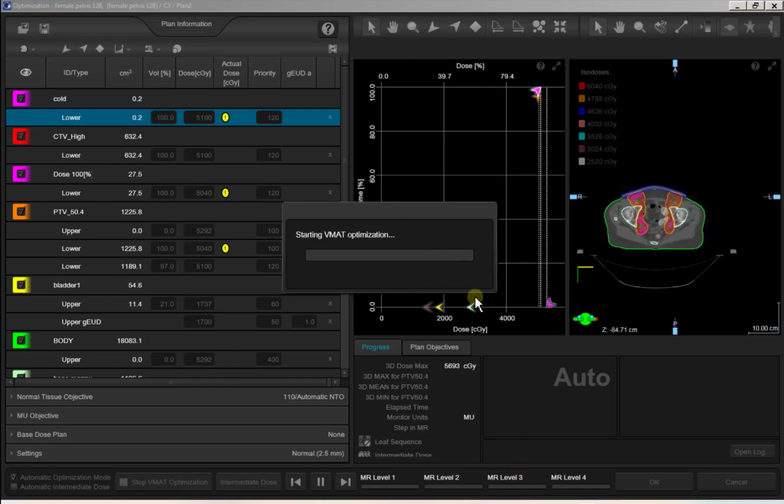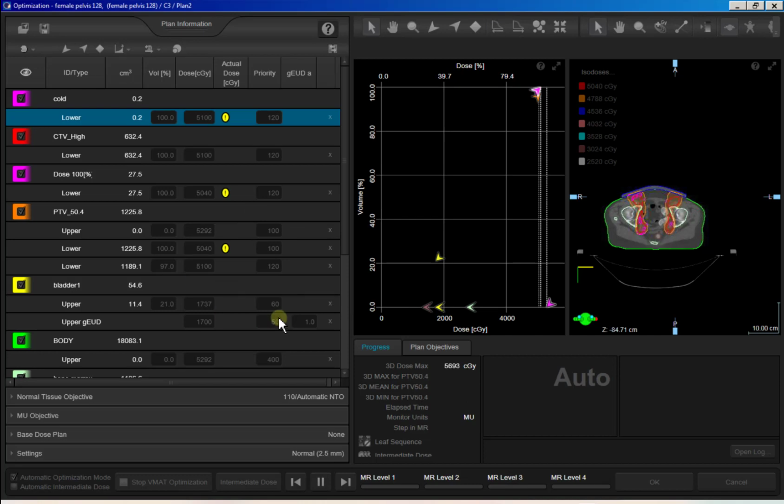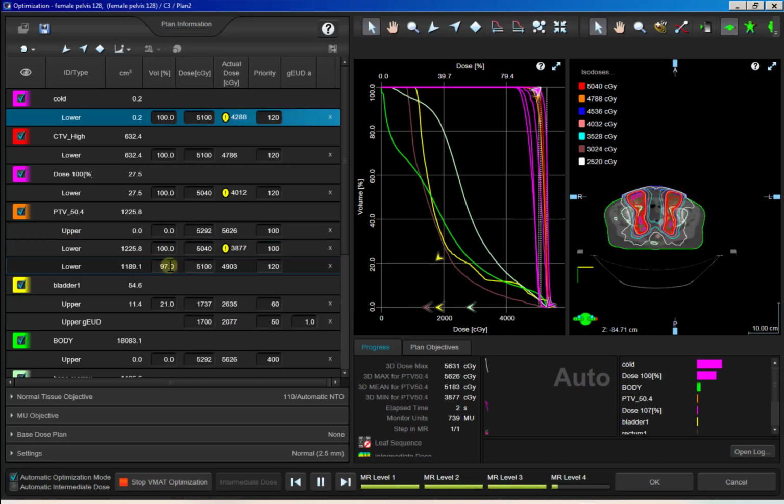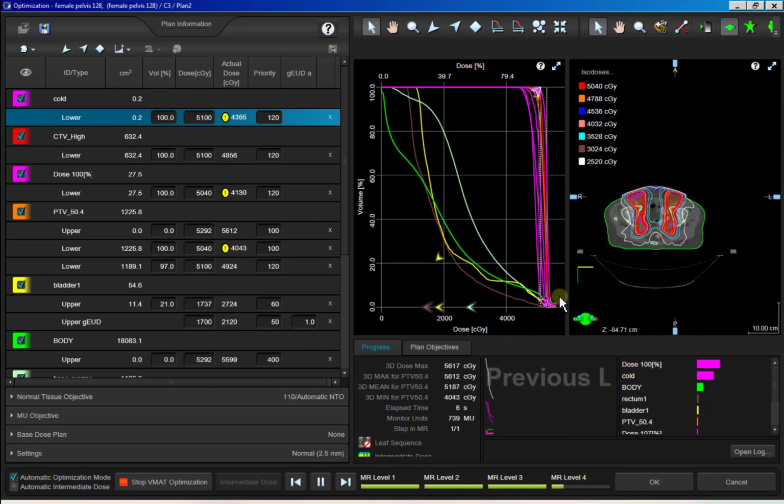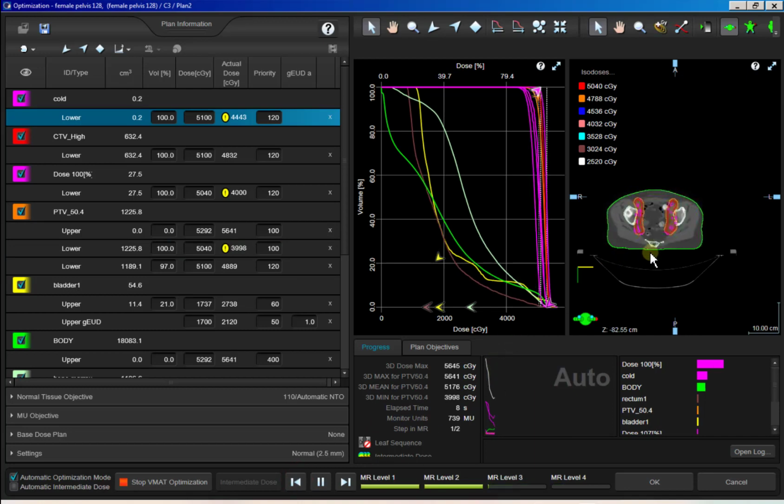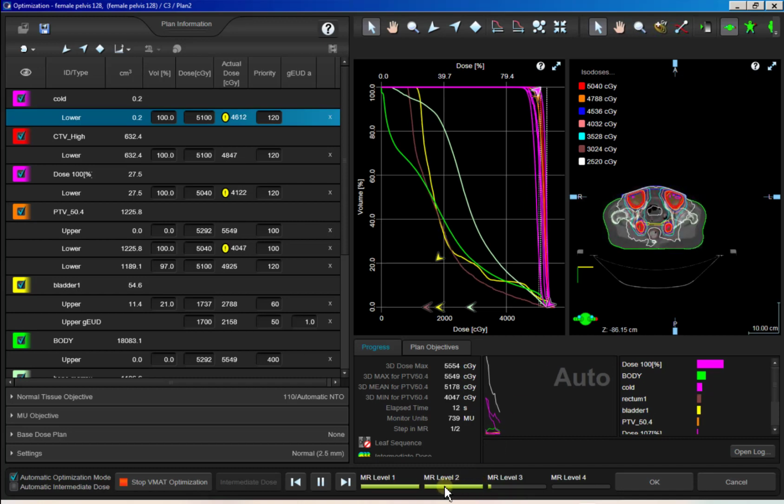If I needed to reduce doses to my OAR slightly, same thing, I would just back it up to level 3 and adjust those constraints and priorities, things like that. If I needed a big change to happen, you know, maybe I'd back it up to level 2. If I'm going to back it up to level 1, I'm probably just going to start over.